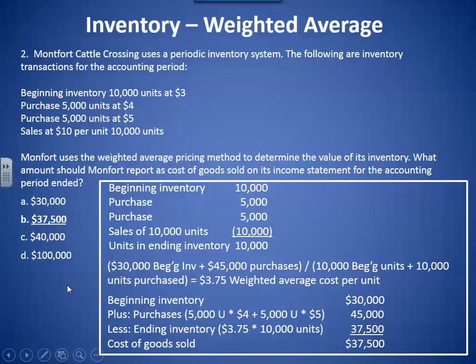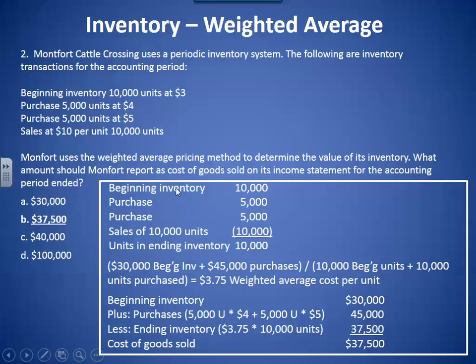Okay, number 2, again, Montfort uses the weighted average pricing method to determine the value of its inventory. What amount should Montfort report as cost of goods sold on its income statement for the accounting period ended? In this case, the answer is B, $37,500. So again, let's take a look at the inventory formula. At the bottom, there's our classical periodic inventory formula. Beginning inventories plus purchases minus an ending inventory equals cost of goods sold.